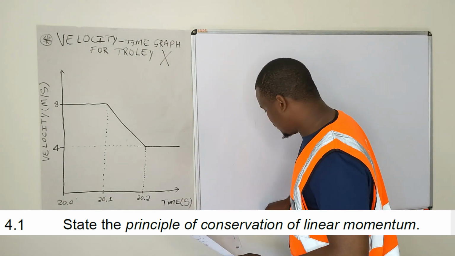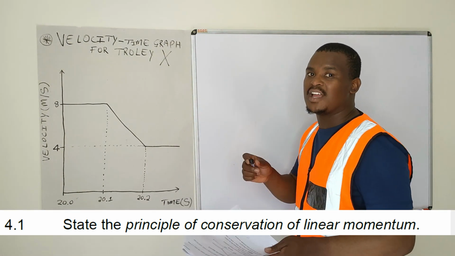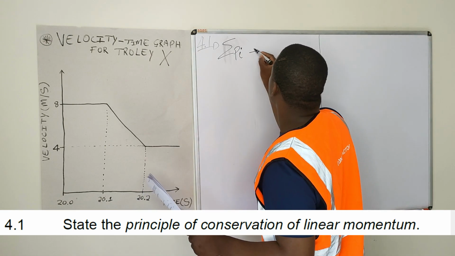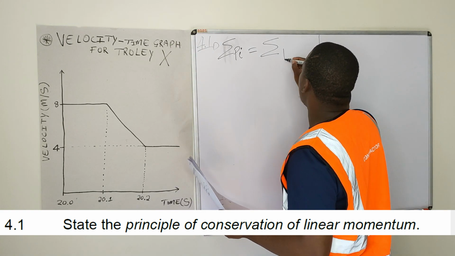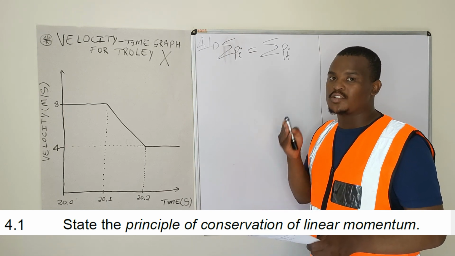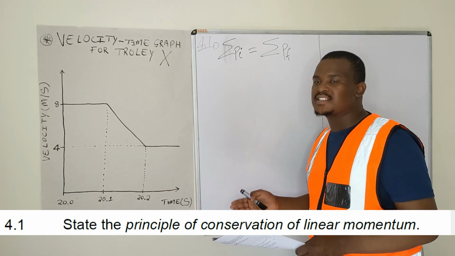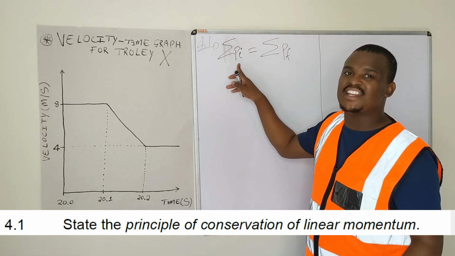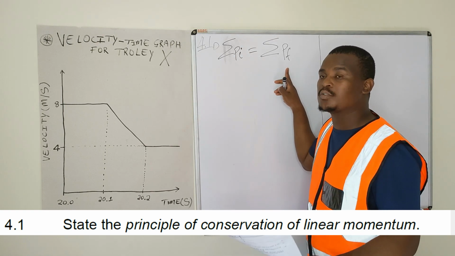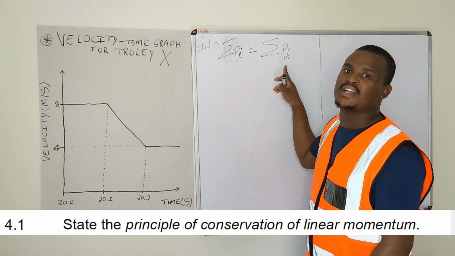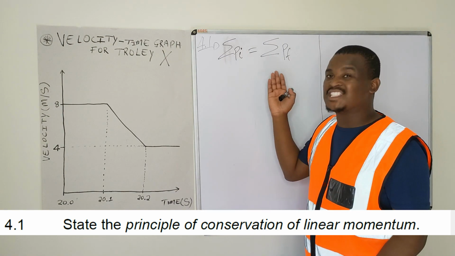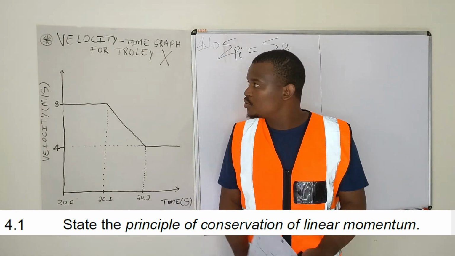I'm not going to write the entire thing. I will just write the mathematical representation, which is that the sum of initial momentum should be the same as the sum of final momentum. It says in an isolated system, the total linear momentum is conserved. That means in an isolated system, the sum of the initial momentum should be equal to the sum of the final linear momentum. This is what this principle is telling you. Then let's go to the next question, 4.2.